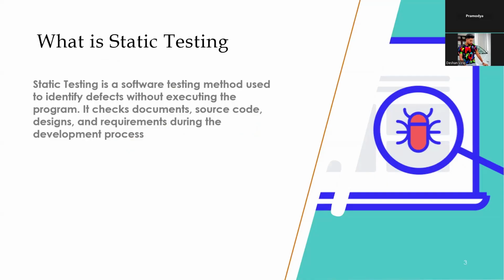What is static testing? Static testing is a software testing method used to identify defects without executing the software. It checks requirements, design documents, source code, and other development documents. The main goal is to detect errors at the early stages of software development. This helps improve software quality before the actual testing process begins.